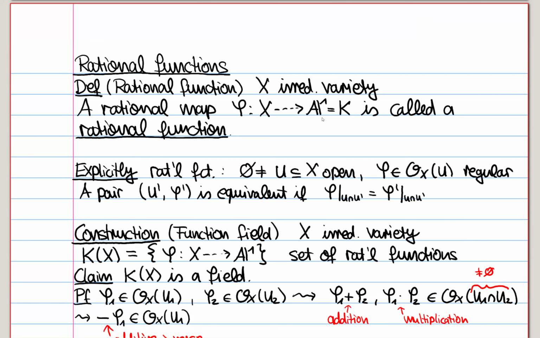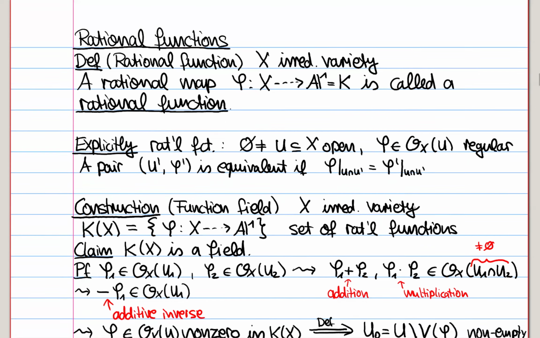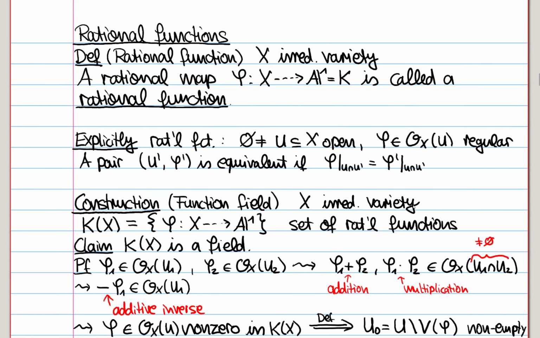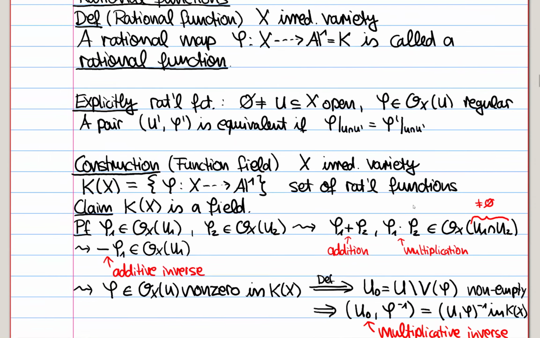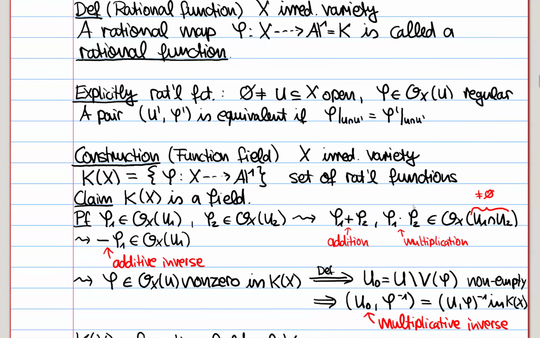And explicitly recalling the definition, this means a rational function is given by the choice of an open, non-empty subset U of X together with a regular function phi on U, and a different pair U prime, phi prime is equivalent if and only if the restriction to the common locus where both of them are defined is the same. And using this notion of rational functions, we can construct an important invariant of a variety, namely its function field.